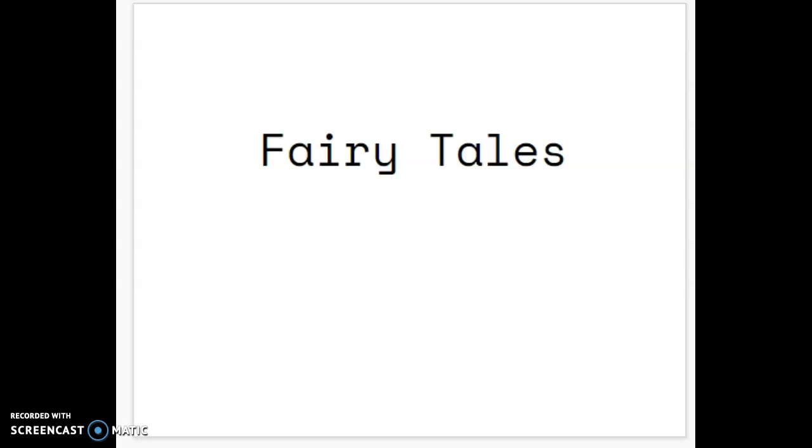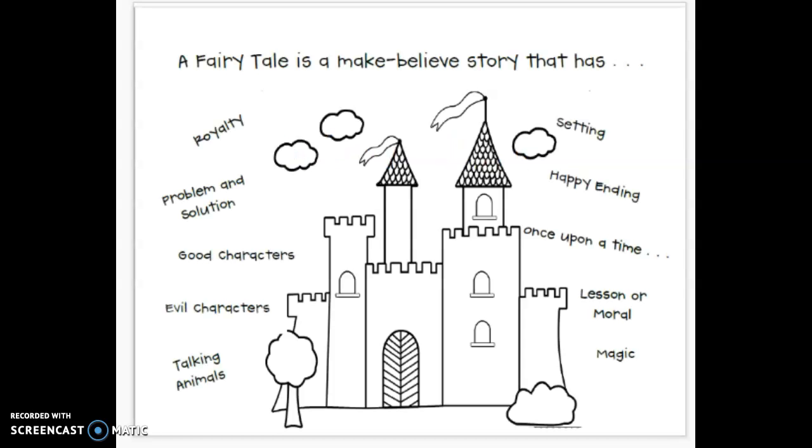So this week in reading and in writing, we are going to be reading some fairy tales. So I wanted to go over some information about fairy tales. A fairy tale is a make-believe story that has royalty, problem and solution, good characters, evil characters, a lot of times called the villain, talking animals, setting, happy ending, once upon a time, lesson or moral, and magic.